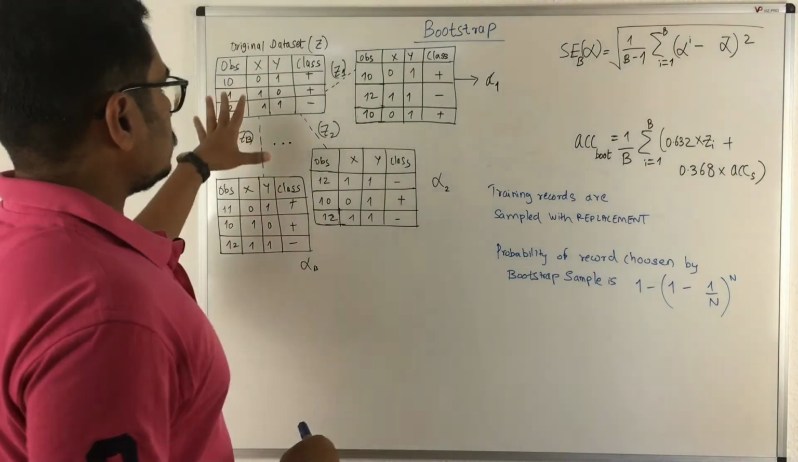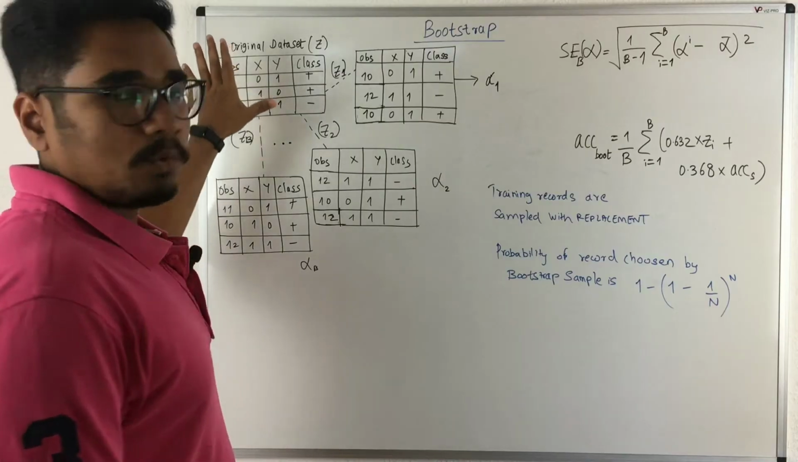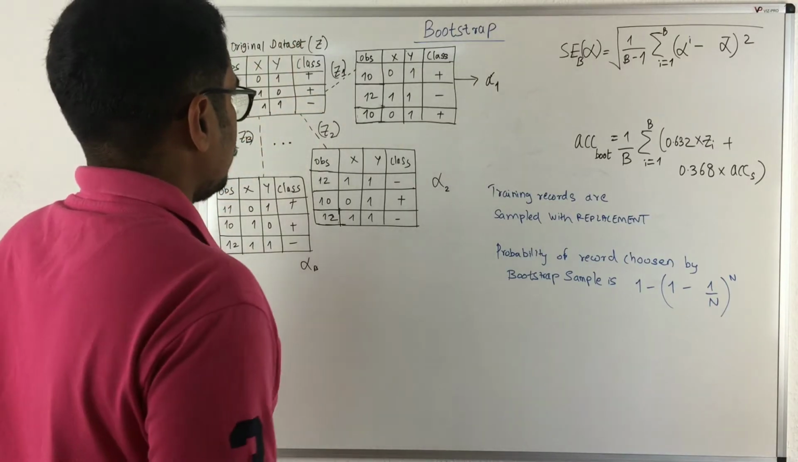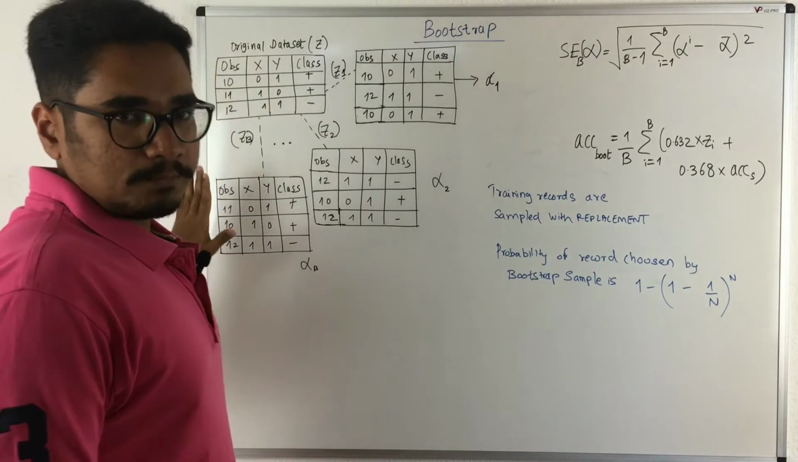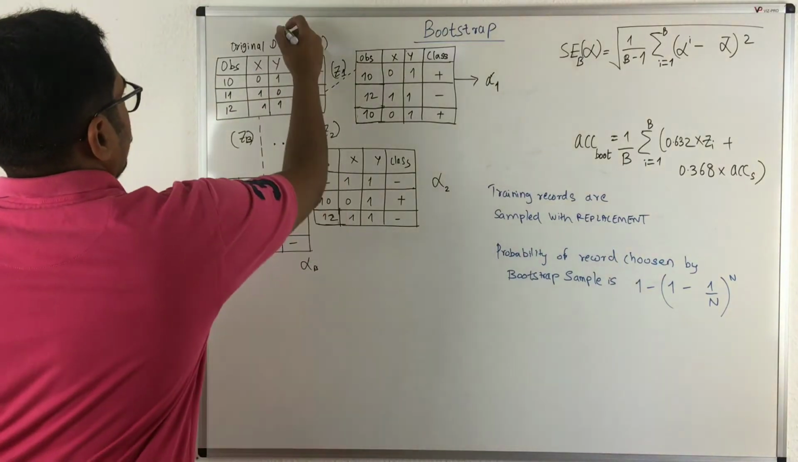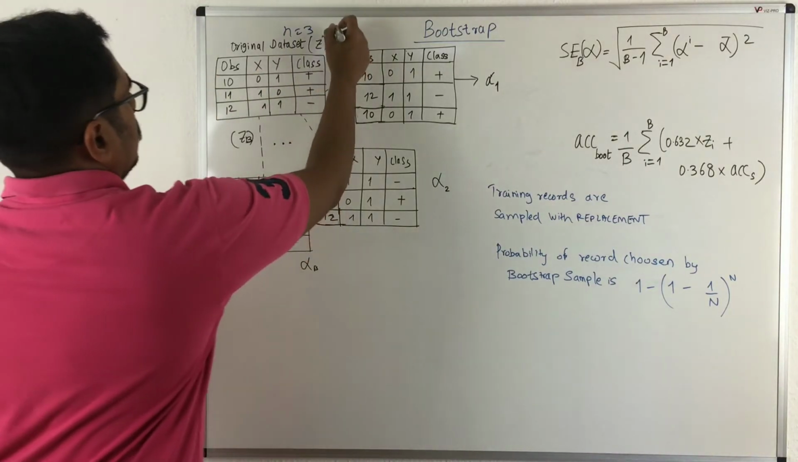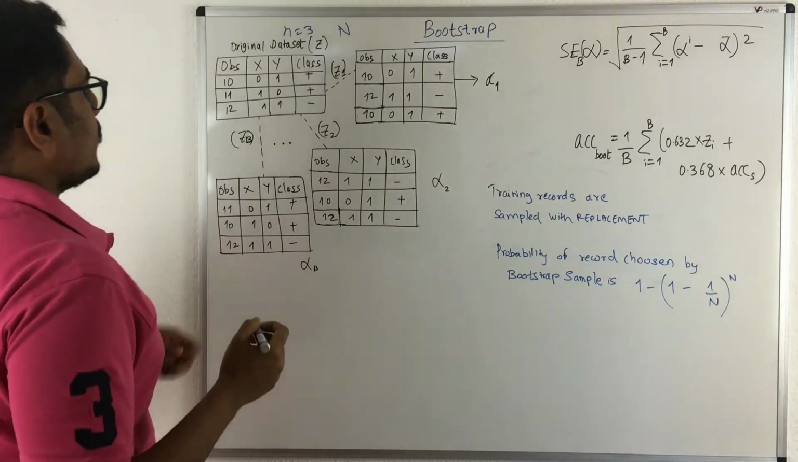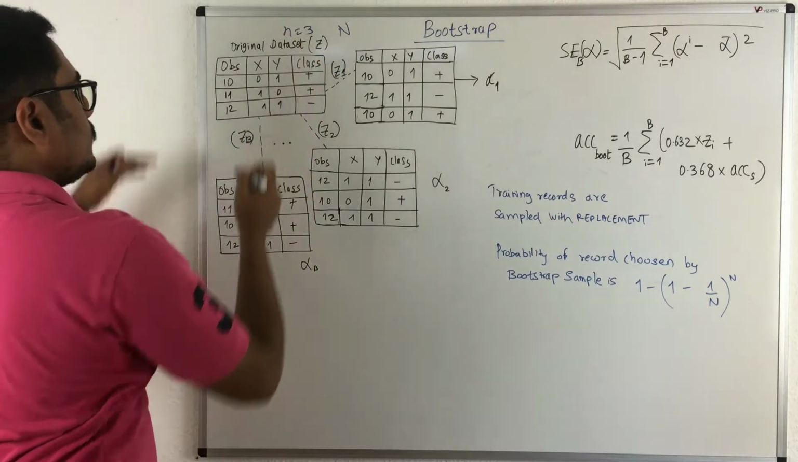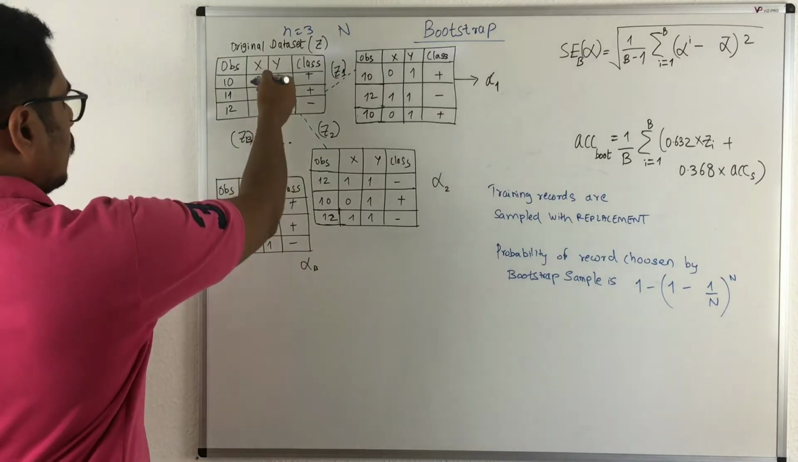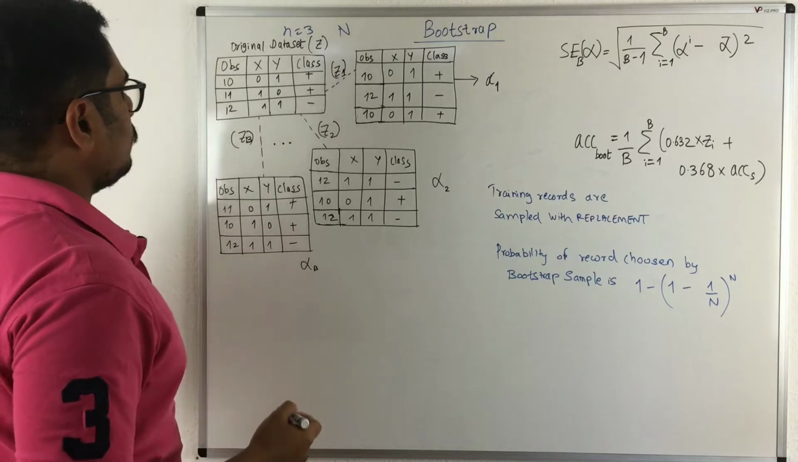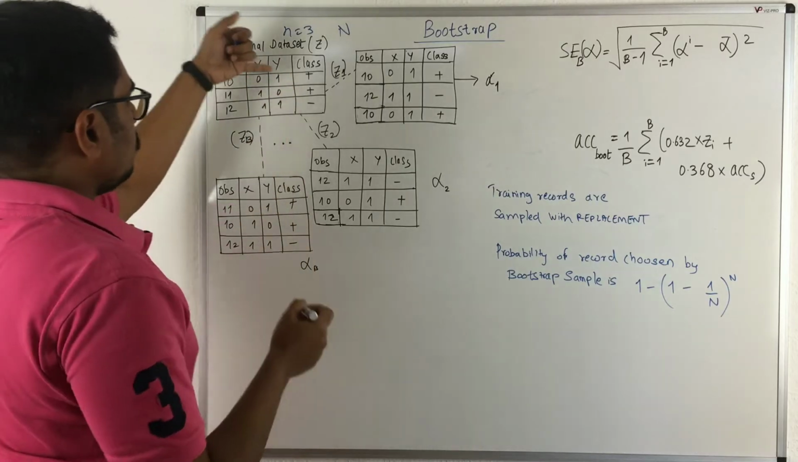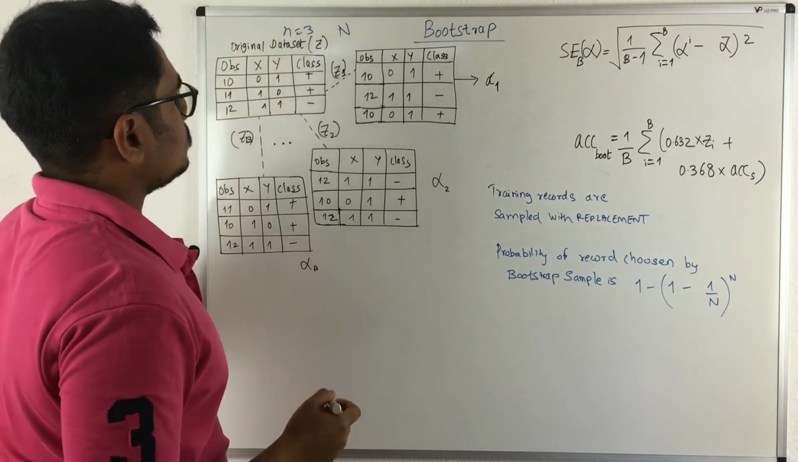So let's consider this example. This is our original data set represented by Z, and it has three observations, that is n is equal to 3. Let the size be represented by capital N, and small n is the observations. Now you have instances 10, 11 and 12. You have x and y as the attributes, then you have some class labels.